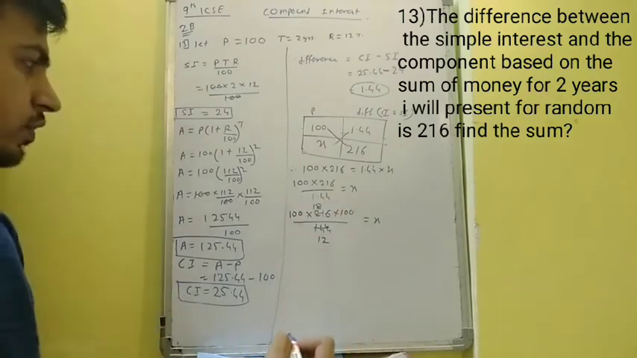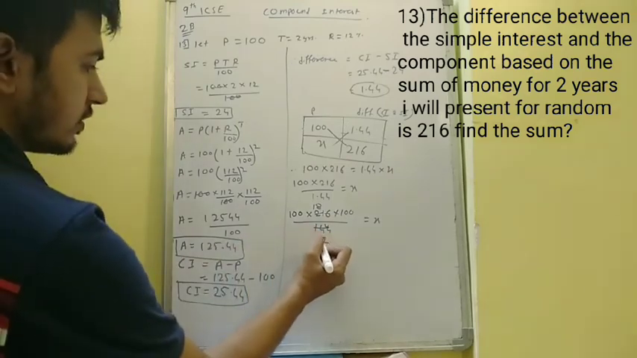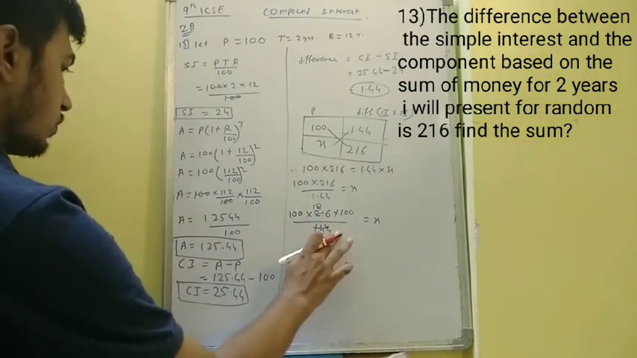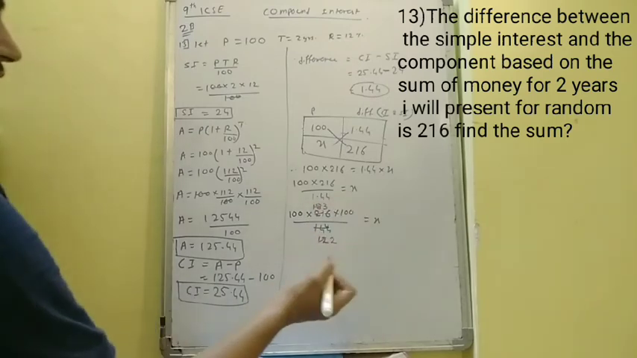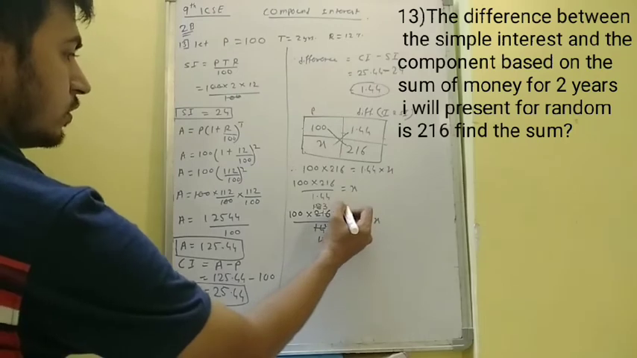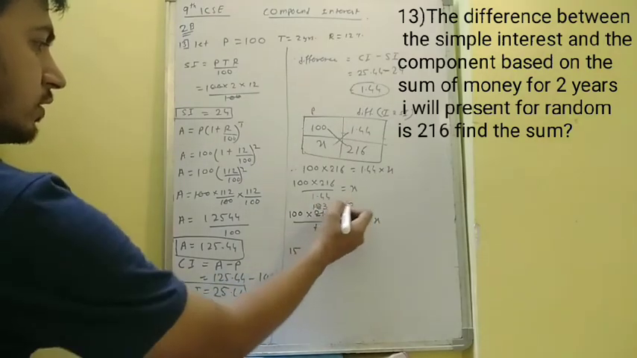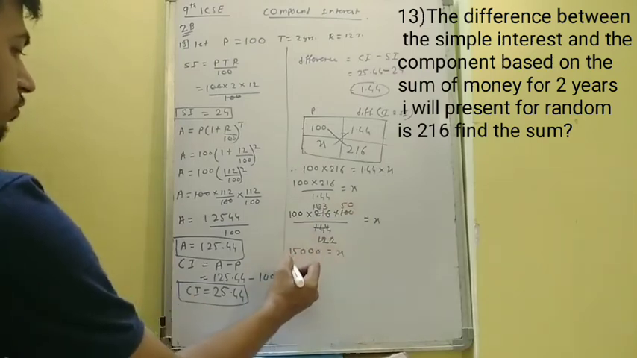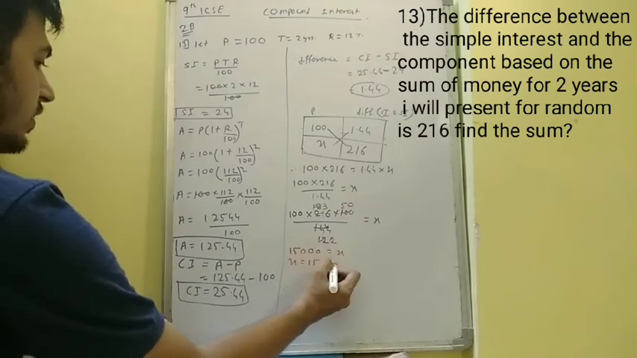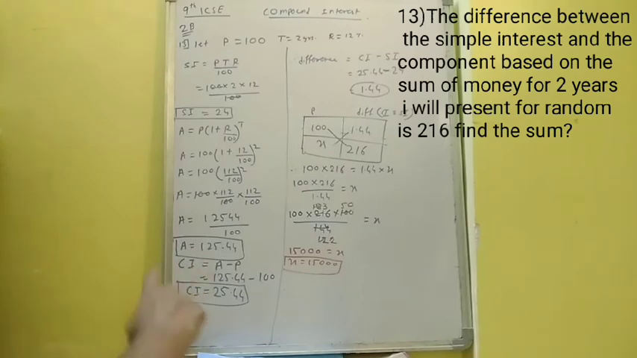96. Okay, so now I will divide it by 6. 6 3s are 18. Okay, and these 5 3s are 15, this 0 and these 2 zeros. So therefore x, what is x? 15,000. And what was x? Therefore the sum of money, the principal, is 15,000. You can write the final statement accordingly.